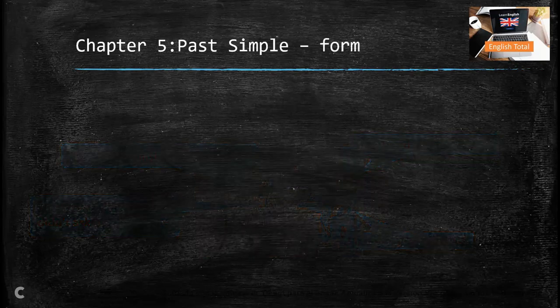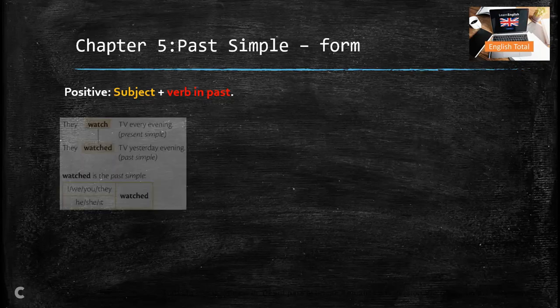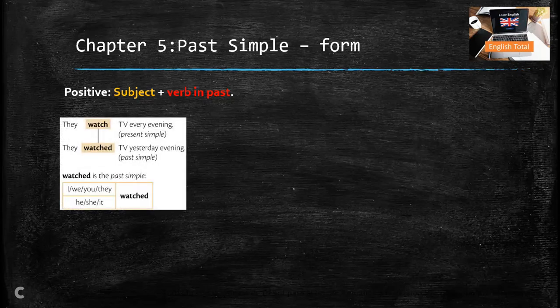As usual, let's talk about sentence structure. This is the structure for positive sentences. First, there's the subject and then the verb in the past, followed by any extra information. Study the difference between present and past.